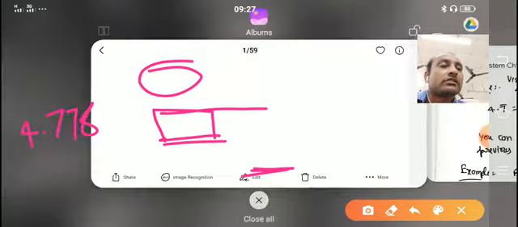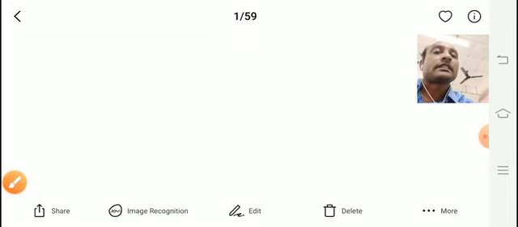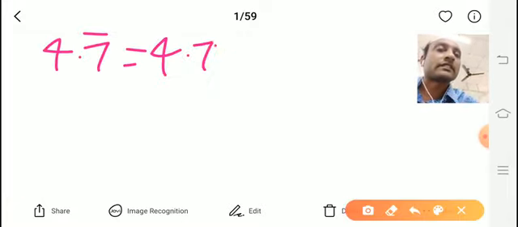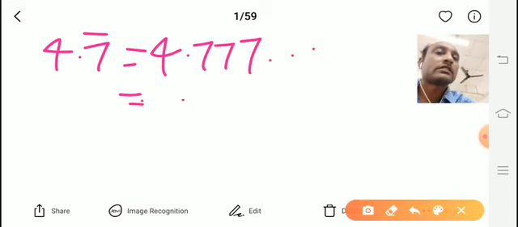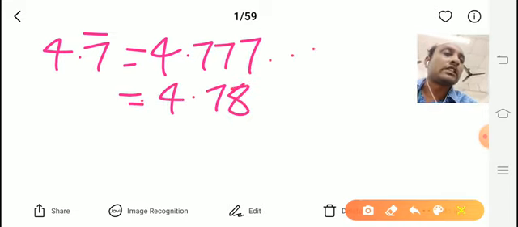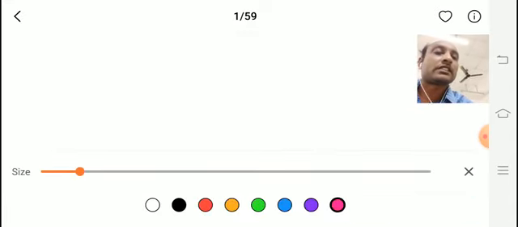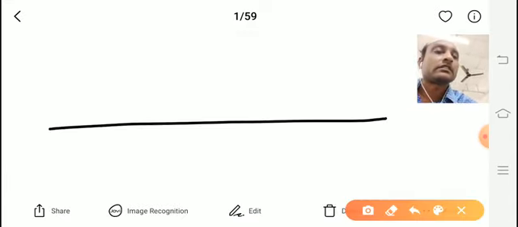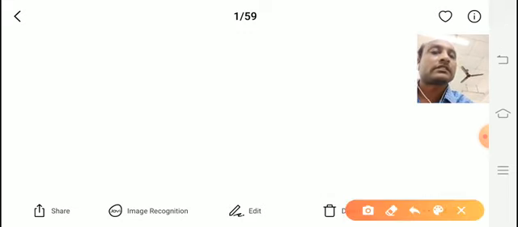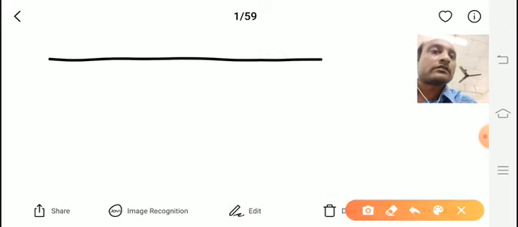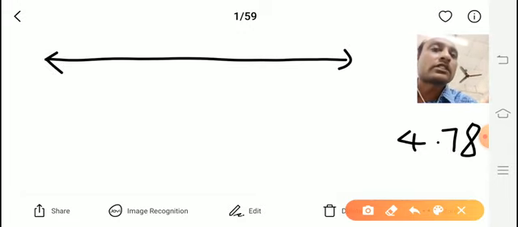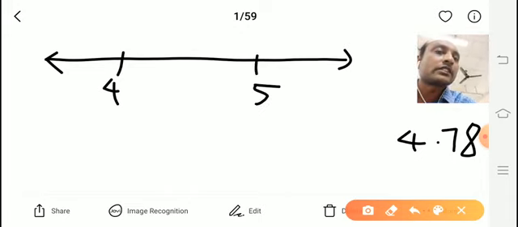Once again I will explain how to represent that on the number line. See, 4.7 bar we needed. What we needed? 4.7 bar, which is 4.777 and so on, which is approximately 4.78. I will represent 4.78 on the number line. For that, first of all, you will have to draw the number line. 4.78 is needed, right? So first take 4 and 5, because it is in between 4 and 5.